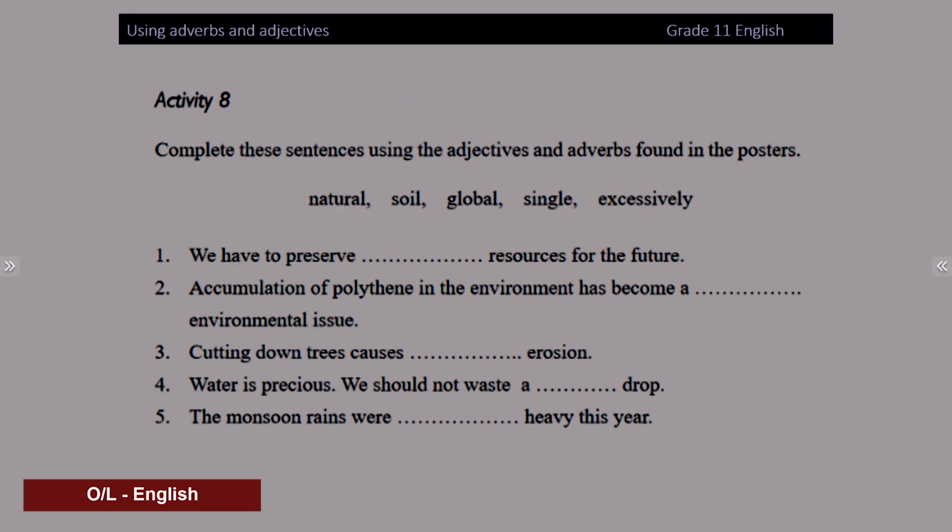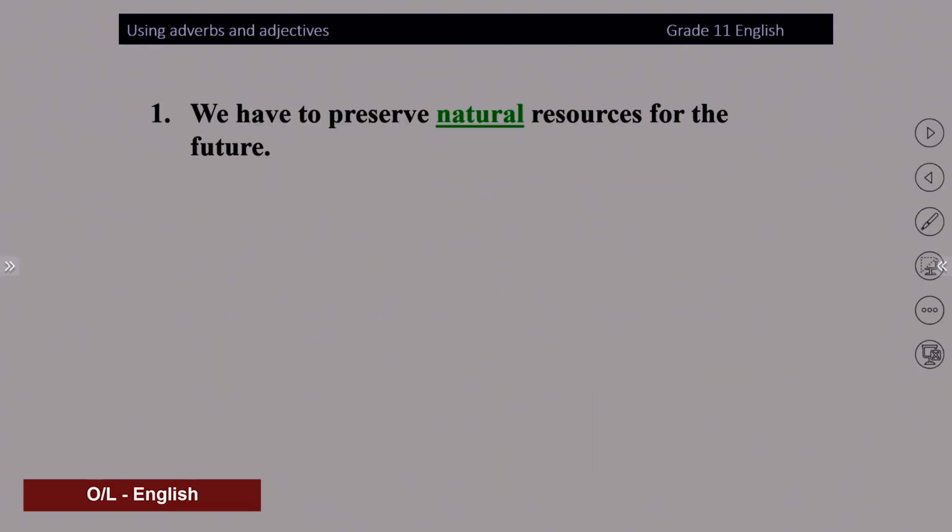Let's look at the other exercise. If you open your grade 11 pupils book to page number 41, you will find this exercise. Complete these sentences using the adjectives and adverbs found in these posters. Here we have all the adjectives and adverbs we found in the posters. I want you to copy these sentences into your notebook and write the correct word. Take your time. I hope you have got your answers correct. Shall we check them?